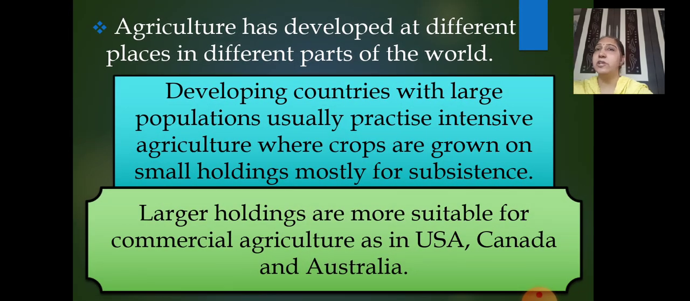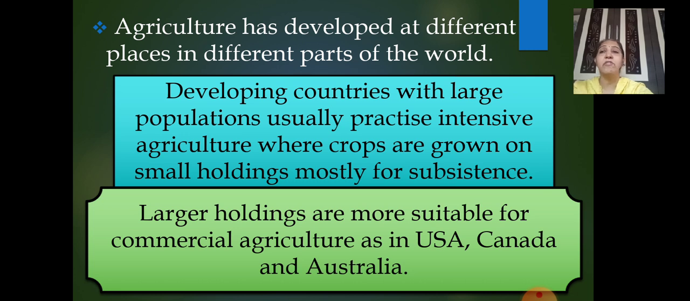Now, agriculture has developed at different places in different parts of the world. This is what we keep on learning about. If we compare it with the ancient methods, it has really developed a lot. But how much is the development? How to understand that? See, developing countries with large populations usually practice intensive farming. You all have learnt about intensive farming and the types of farming, right?